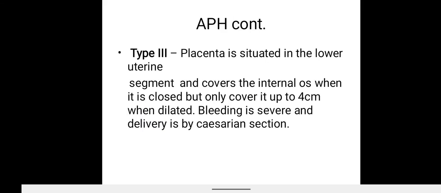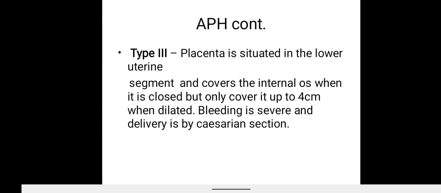Type 3 is also known as incomplete. The placenta is situated in the lower segment, so the segment and the os will be covered. It is closed but only covers up to 4 centimeters. When contraction starts and the os dilates, this placenta will cover the whole 4 centimeters. So bleeding is severe, and this woman won't deliver through the vagina but by cesarean section.